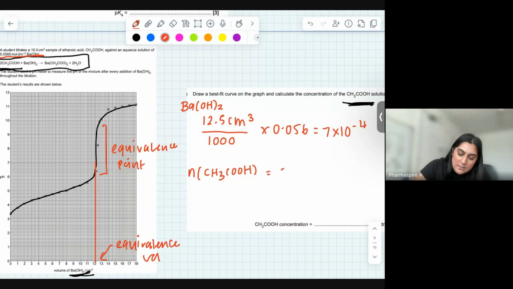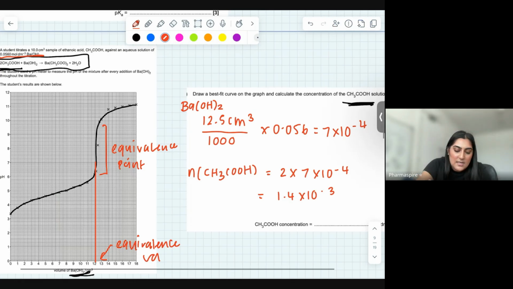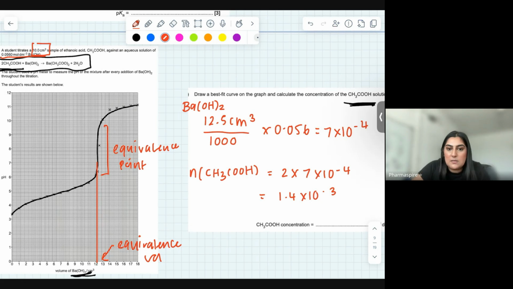So I'm going to do 2 times my moles to get that. So it's 1.4 times 10 to the power of -3 if we double that. So if we want concentration, do you see here we've got a volume, 10 centimeters cubed. So to get my concentration, I'm going to do 10 over 1,000, and then we divide our moles by that, sorry.